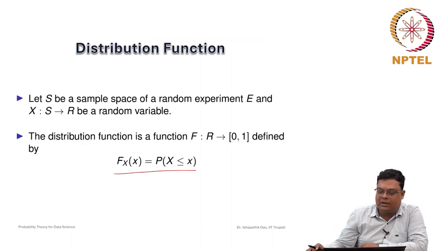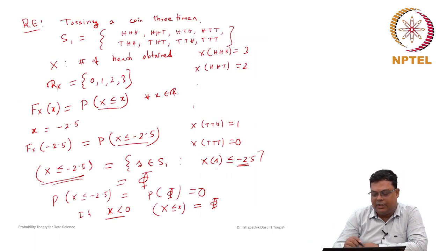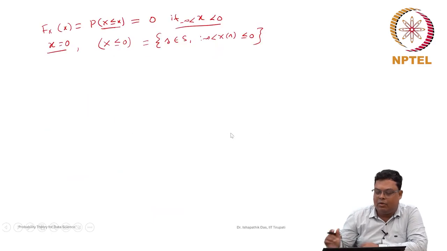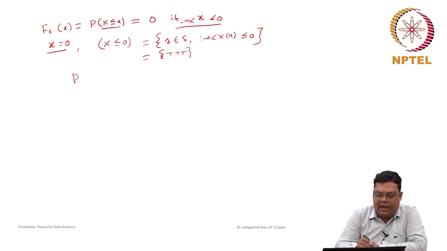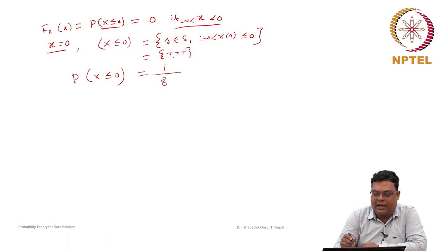Now, note that X is taking 0, 1, 2, 3, and only for T, T, T is it equal to 0, otherwise it is greater than 0. So, it is less than or equal to 0 only for T, T, T. Hence by the classical approach, because it is a fair coin, equally likely, X less than or equal to 0 is nothing but the probability that this event contains only one point. And out of the possible 8 points only one is possible, that is why it is 1 by 8.